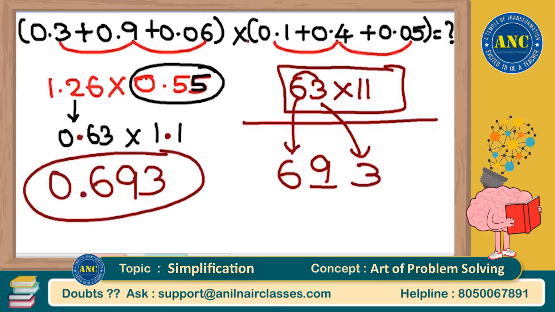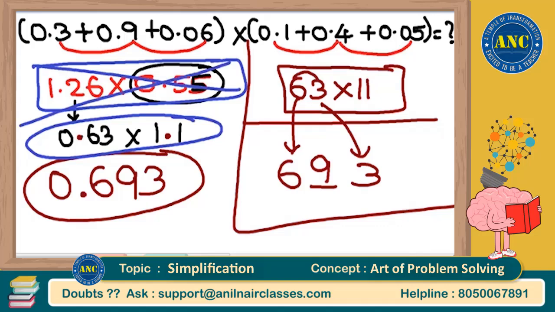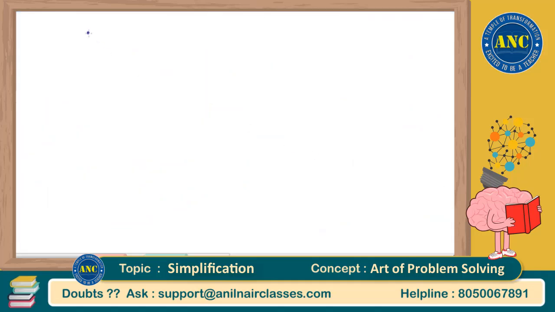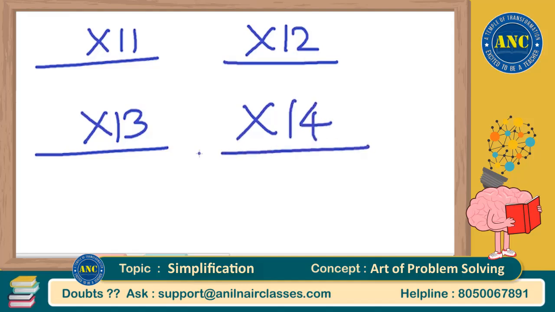How beautifully this first class can help me out, sir, and how beautiful these shortcuts are. It is very easy to multiply 0.63 into 1.1 compared to 1.26 into 0.55. I hate that above multiplication, and I want my students to hate it too. How easily you can multiply numbers by 11. I taught you how to multiply any number by 11 within a second. Multiply by 12 within seconds. Multiply any number by 13 within seconds. Multiply any number by 14 within seconds. And it can be taken forward till 19 also.